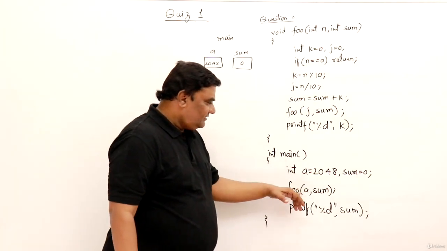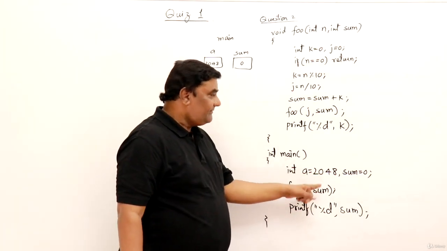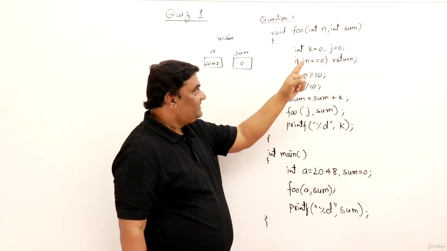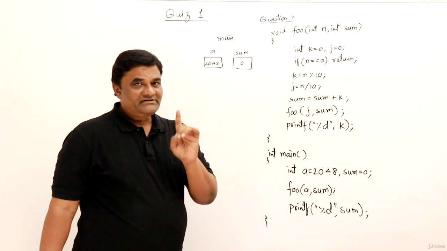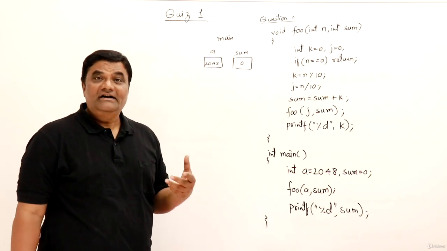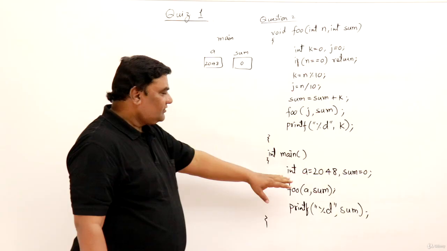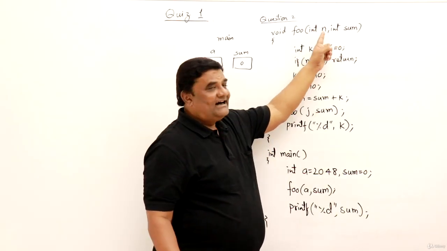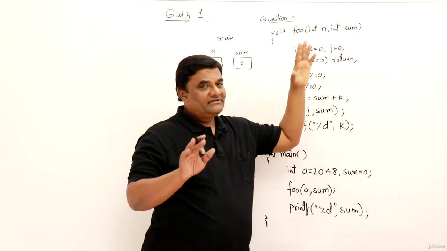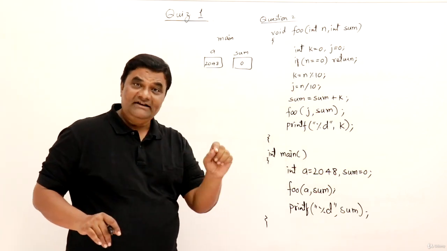Now main function calls foo by passing a and sum. So a goes into n and sum goes into that sum. First and foremost thing, is it called by value, called by reference, or called by address? This is called by value. Here stars are not written, so this is not called by address. Ampersands are not there, so this is not called by reference. This is called by value.